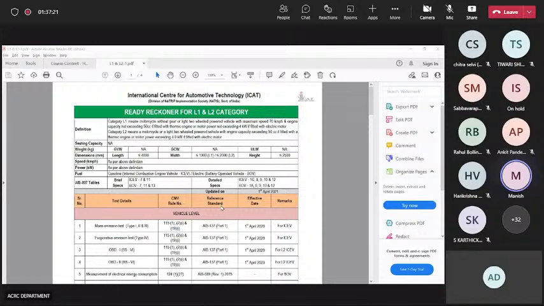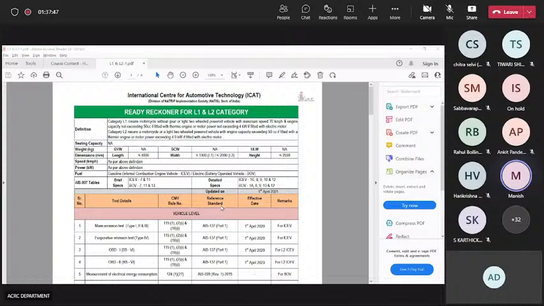When we talk about two-wheelers, there's a category called L1 and L2. L1 basically talks about slow-speed vehicles under 70 kmph, and the capacity of the vehicle, in terms of battery motor, is below 11 kilowatt. The slide you are seeing is basically the ICAT ready reckoner for vehicle homologation.